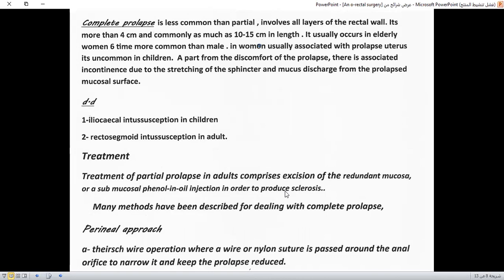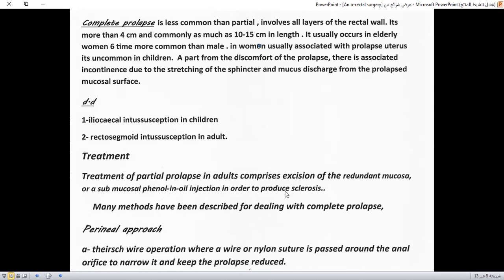Complete prolapse is less common than partial prolapse and involves all layers of the rectal wall. It is more than 4 centimeters and commonly as much as 10 to 15 centimeters in length. It usually occurs in elderly women, 6 times more common than in males. In women, it is usually associated with prolapsed uterus. It is uncommon in children.